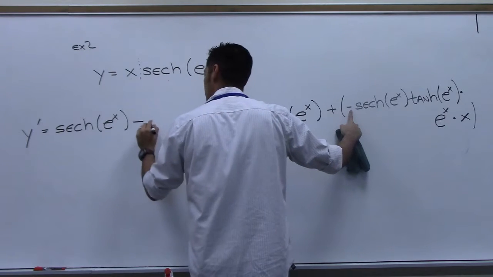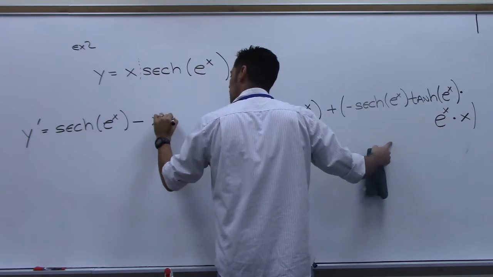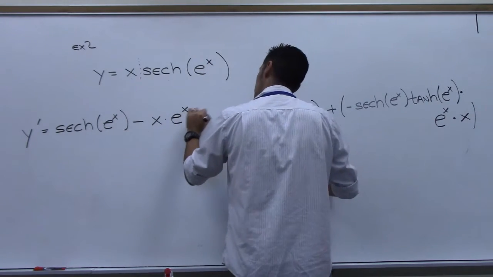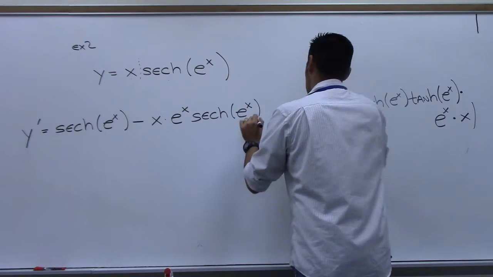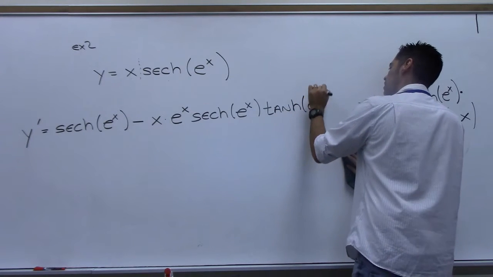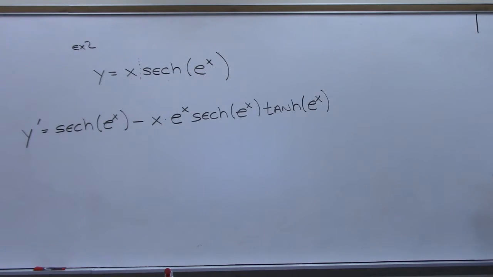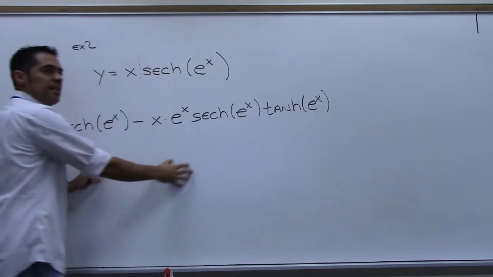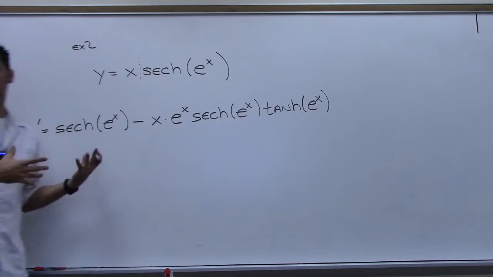And I'm going to try and put things in a different order. X, so I'm going to bring this out to the front. E to the x. And then next to that, secant hyperbolic e to the x, tangent hyperbolic of e to the x. That's it. And what could you do if you wanted to? You could factor secant hyperbolic of e to the x out. You could, right? But that's no more correct than this is.